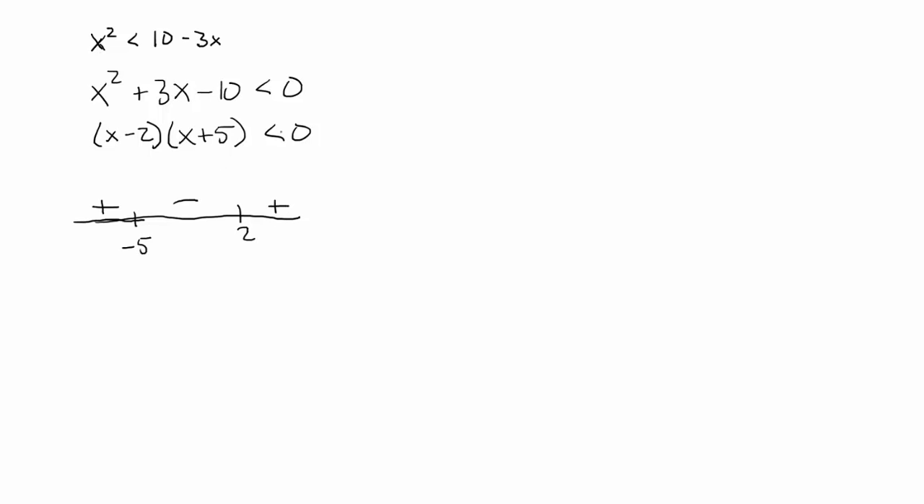So now, we're looking for everywhere where x squared plus 3x minus 10 is less than 0. And we found that it's less than 0 between negative 5 and 2. And we're not going to include negative 5 and 2 because we just want to be strictly less than 0. So our solution in interval notation is negative 5 to 2. And between negative 5 and 2, x squared is less than 10 minus 3x.